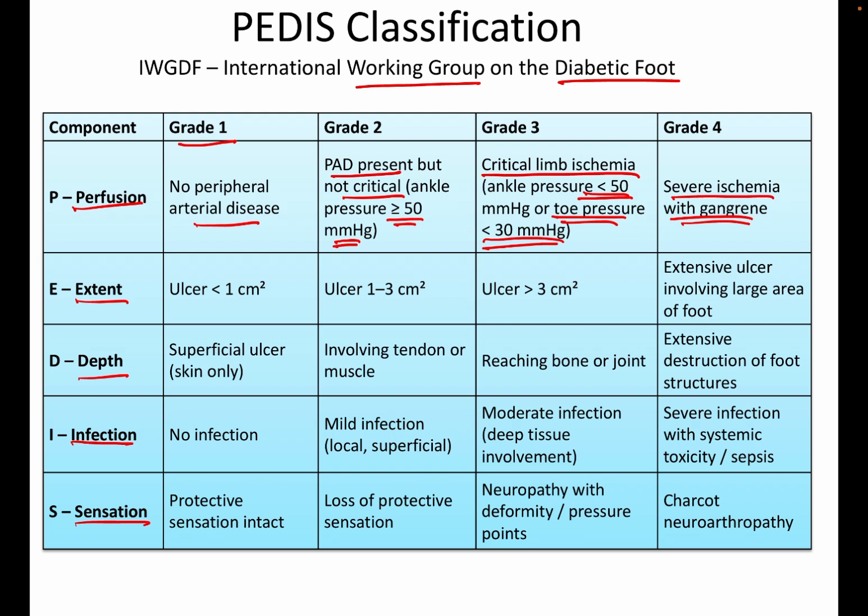Coming to the extent of the ulcer, if it is less than 1 centimeter square, it will be grade 1. In grade 2, it will be 1 to 3 centimeter square. Grade 3, it will be greater than 3 centimeter square. And grade 4 is an extensive ulcer involving a large area of the foot.